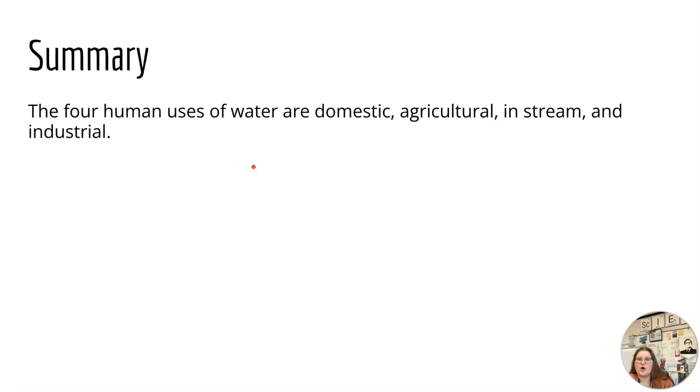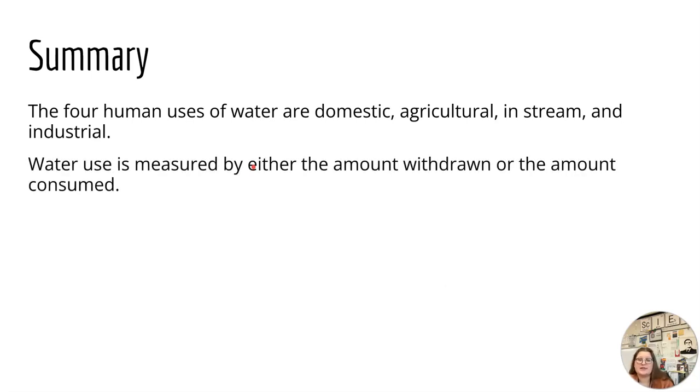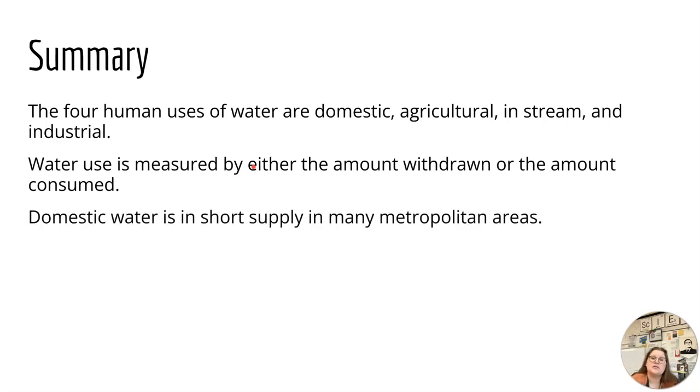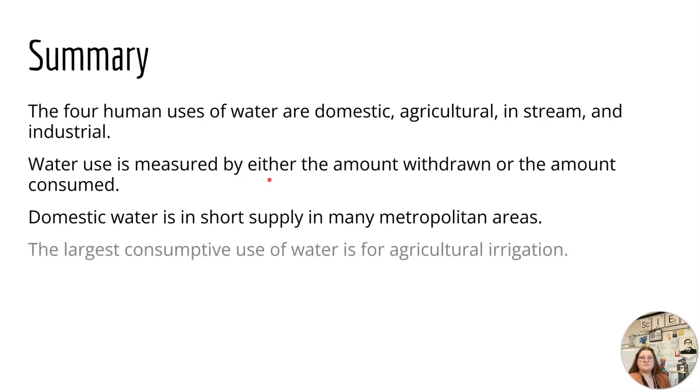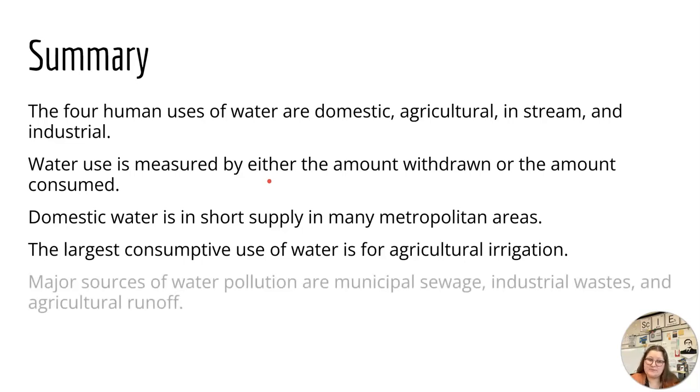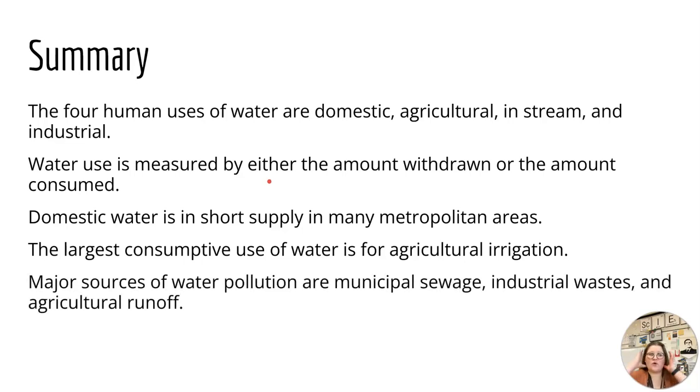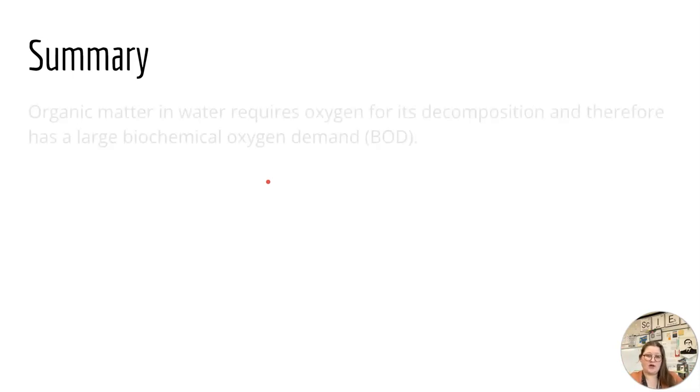The four uses of water are domestic, agricultural, in-stream, and industrial. Water use is measured by either the amount withdrawn or the amount consumed. Domestic water is in short supply in many metropolitan areas. The largest consumptive use of water is for agricultural irrigation. Major sources of water pollution are municipal sewage, industrial wastes, and agricultural runoff.